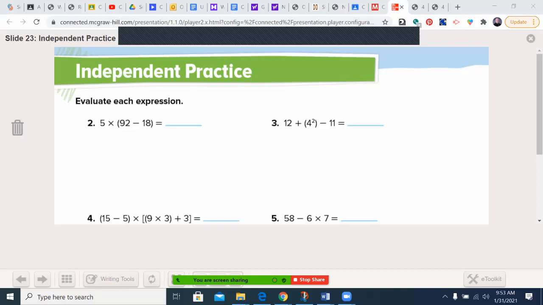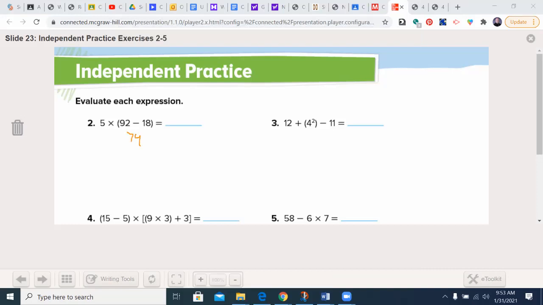And we'll begin with parentheses. What's 92 minus 18? The answer is 74. So now we want to go 5 times 74. 5 times 70 is 350, so it'll be 370. So I went 5 times 7, which is 35, plus 0 is 350, plus 5 times 4 is 20. That's how I got it. All right, I want you to go ahead and try number 3.